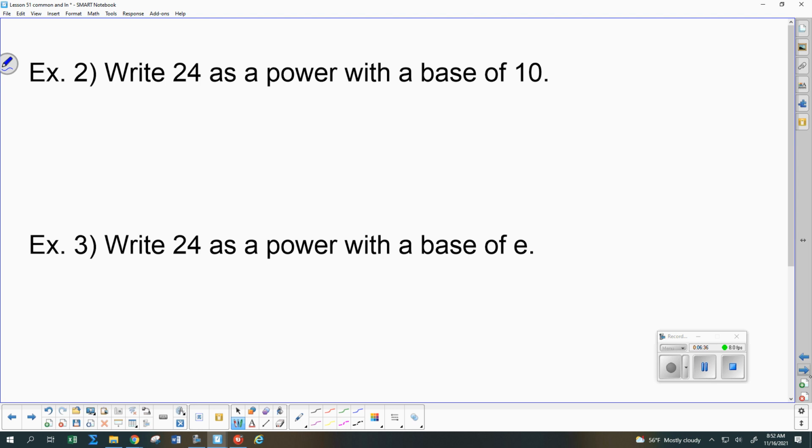Okay, now here are those I was referring to. Sometimes it's going to say to write something as a power with a certain base. This is saying write 24 equals 10 to the something. Everybody clear? That's what the question is. So to do that, you would write down on your papers 24 equals 10, and I'd probably do an X instead of a question mark.